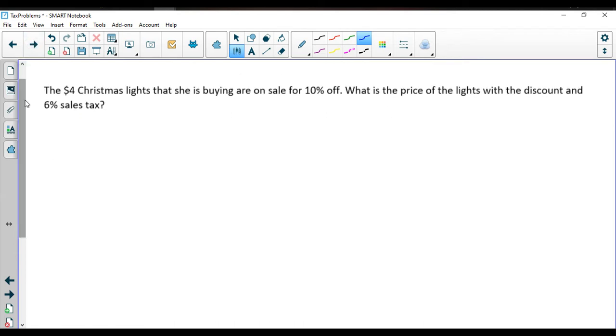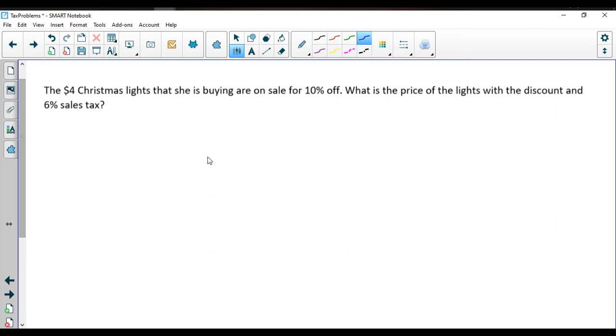I'm going to ask you to keep your notebook out because we're going to do an example today about calculating the discounted price first and then recalculating our sales tax. And then in your next lesson, you'll have to do both a regular tax problem and then a discount and sales tax problem as well.